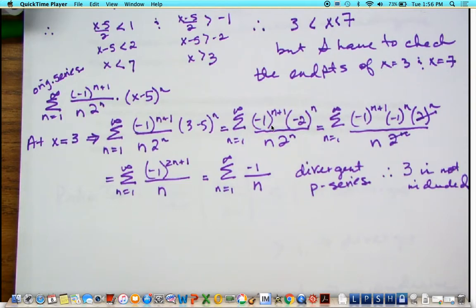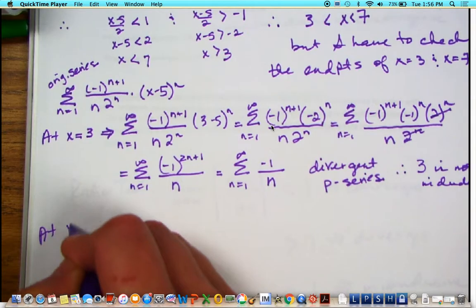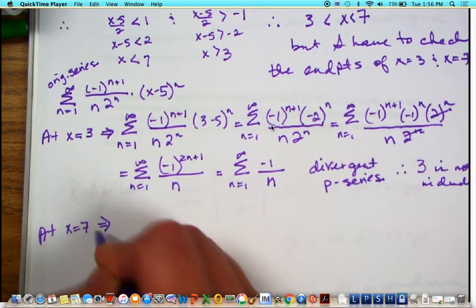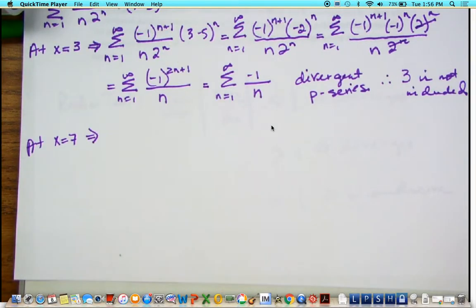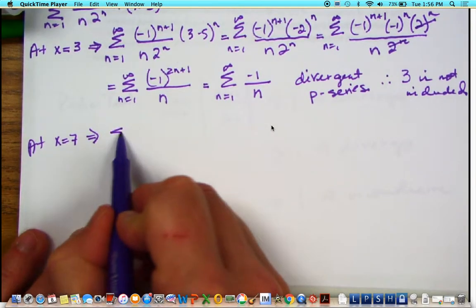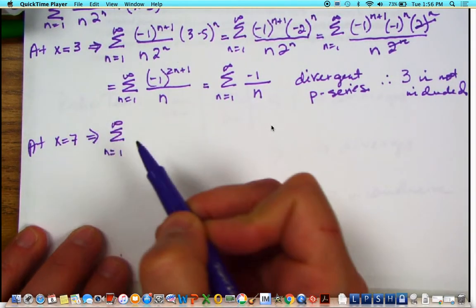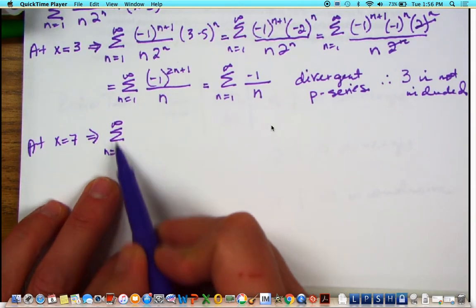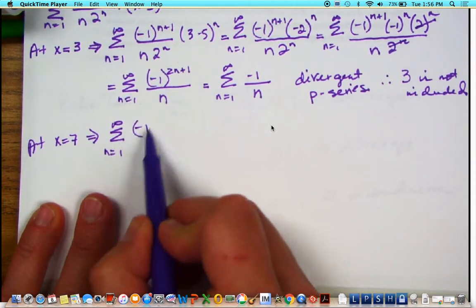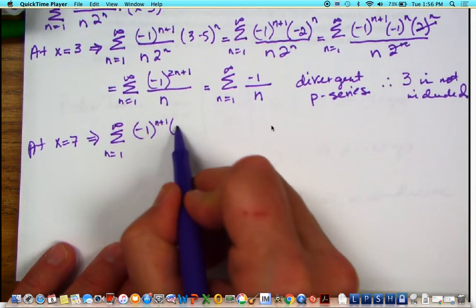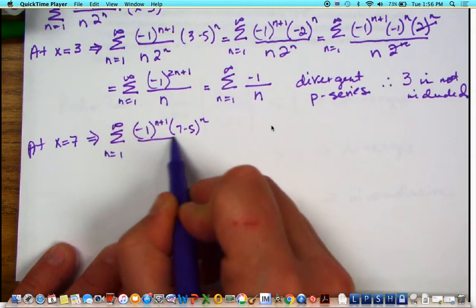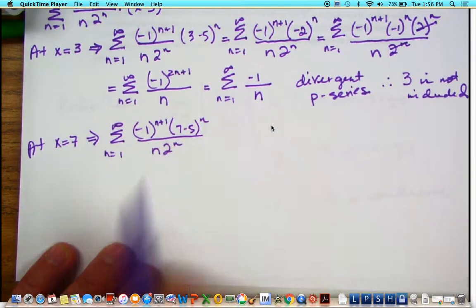Following me? Okay, stay with me. We got one more to do. So now I have to do x equals 7, right? Are you caught up with me? Okay. So at x equals 7, I have the sum from n equals 1 to infinity of negative 1 to the n plus 1 times 7 minus 5 to the n over n 2 to the n.